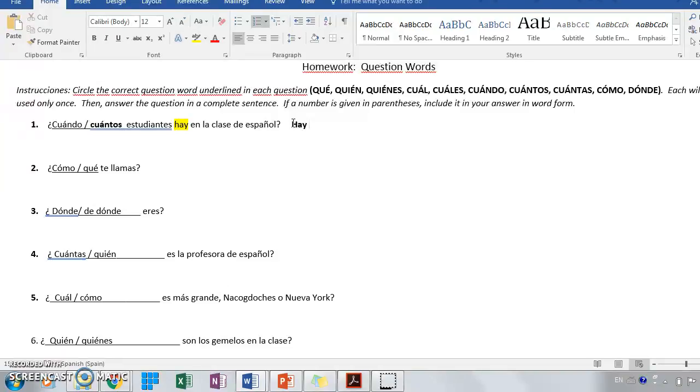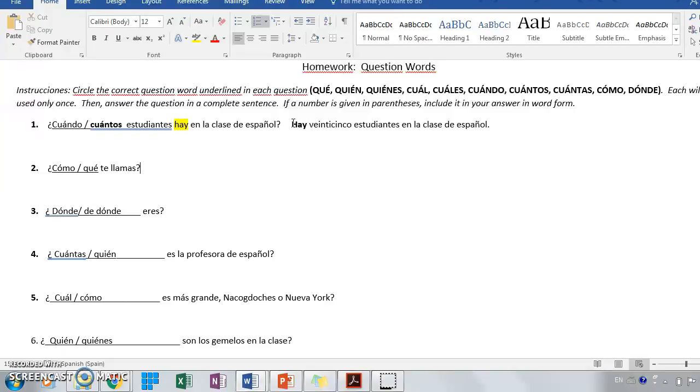So we're asking cuántos, so we want the number 25, which is 25 estudiantes, and that's actually a perfect answer by itself. If we want to, we can go ahead and add en la clase de español. Hay 25 estudiantes en la clase de español.